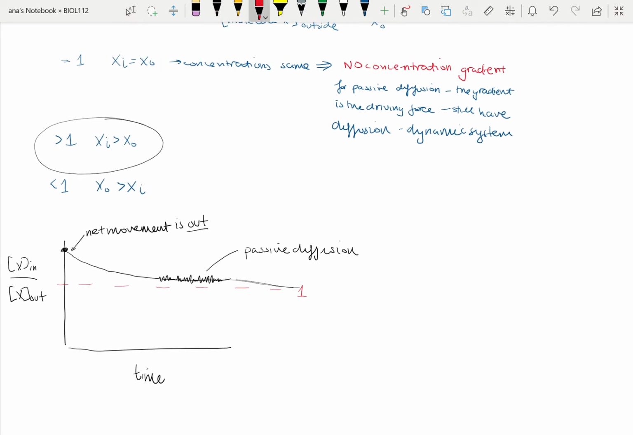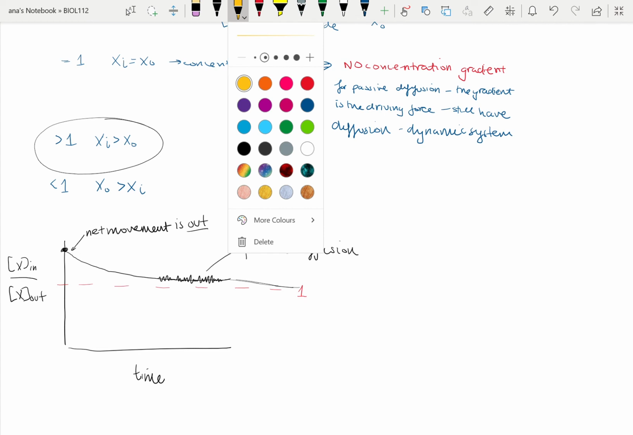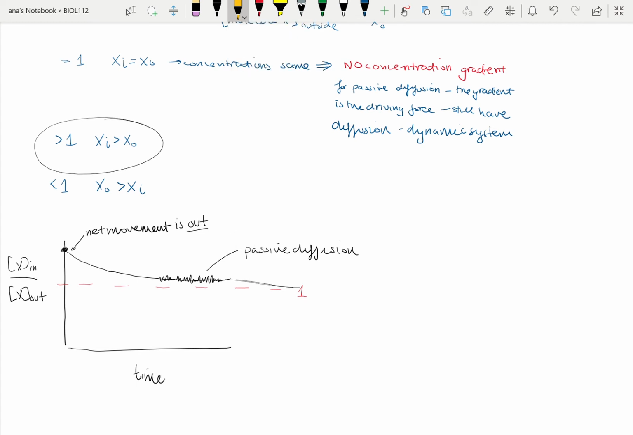Whereas if I'm going to draw, here I'll choose a different color, another curve starting at the same concentration, but maybe something like this happens, then I've clearly passed 1. So in the beginning, I'm going with my concentration gradient, right? Until I pass 1, the concentration in is greater than out, and things are moving out because my ratio is getting smaller, right?